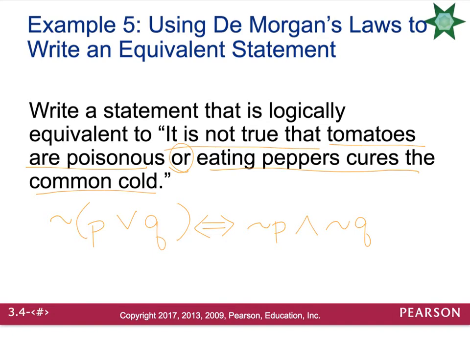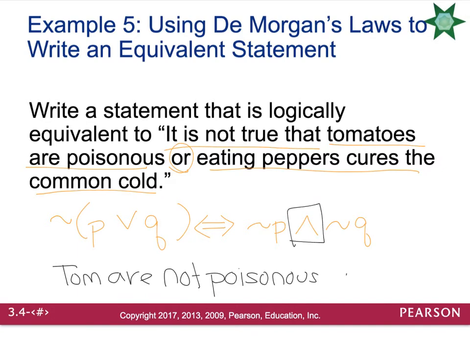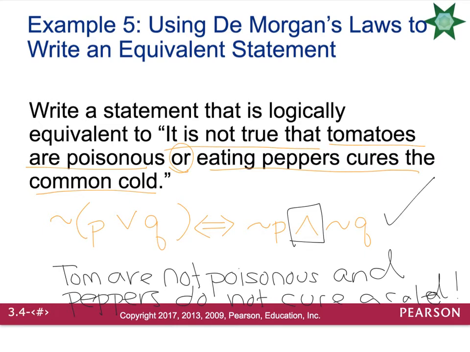So if we make the translation, remember the negation means not. Okay, so we have that tomatoes are not poisonous. And then remember, the conjunction is an and. Peppers do not cure a cold. So you just used De Morgan's first law. You didn't have to use a truth table because it has been proven that these are equivalent statements.